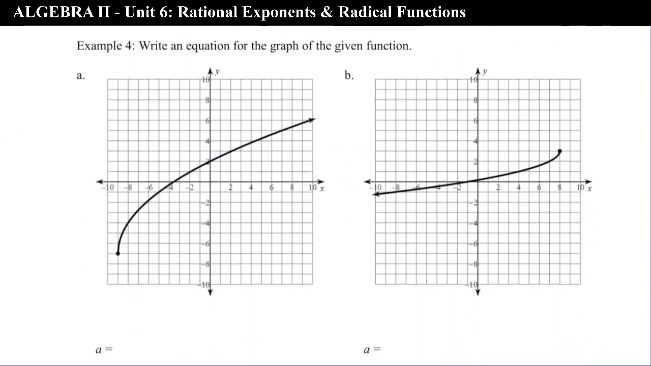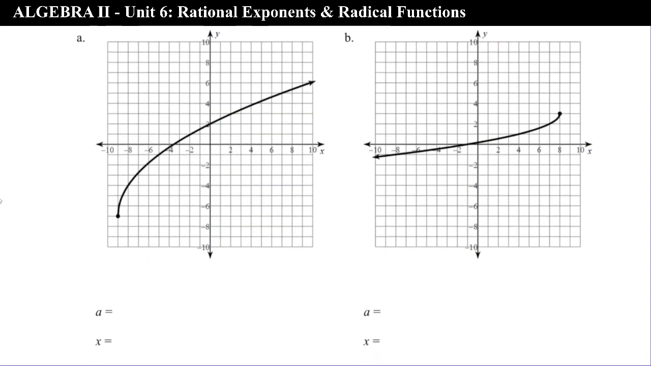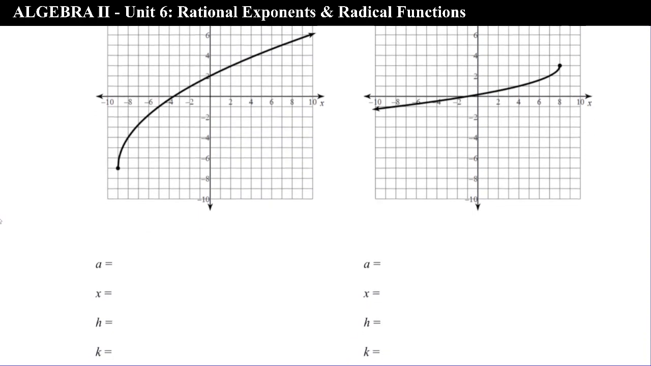All right, let's finish off this section by taking a look at a graph and see if we can write an equation for the given graph. So, first of all, we need to know what h and k and a are, and in these cases, we also need to know what our x is, if it's positive or negative. And that tells us our reflection. So, since this has the general direction of a parent function, we know that it's not reflected, so our x is going to be positive, our a is going to be positive.